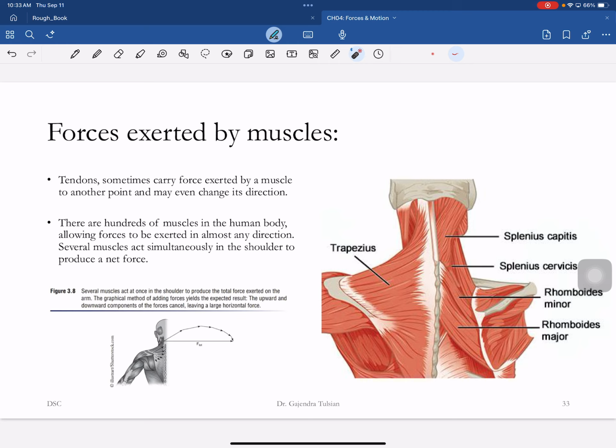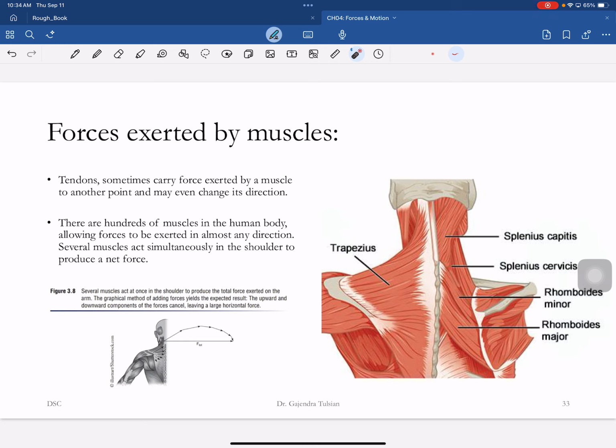So let's look at this diagram. When this muscle contracts, it's applying that force. When this muscle contracts, it's applying this force. When this muscle contracts, it's applying this force. If only those three muscles contracted, then you could apply a force like that. If all those muscles contracted, you could apply a force like this. If you recruited more muscles, then you could apply a force like that. So you have all these muscles so that you can apply a force in many directions with different magnitudes.